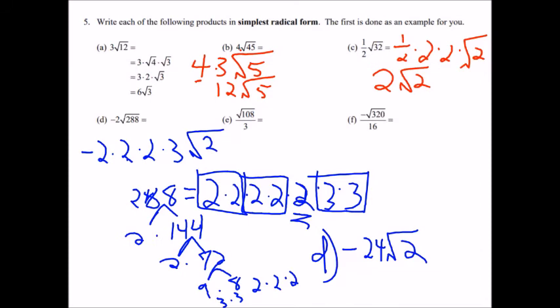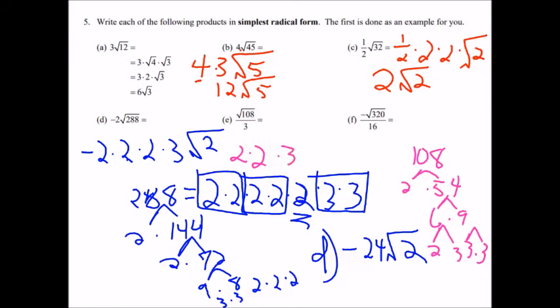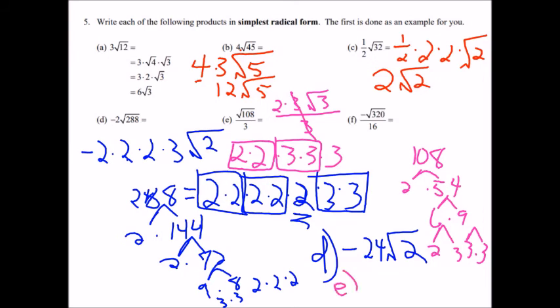For letter E, 108, I'll do 2 times 54. That's 6 times 9. That's 2 times 3, and a 3 times 3. So it's a 2 times 2 times 3 times 3 times 3. I can bring out a 2 and a 3. So 2 times 3, and then a radical 3, all over 3. Now before I multiply the 2 times 3, I can cancel those out. So my answer for letter E, I'll put down here, would all in all be 2 radical 3.